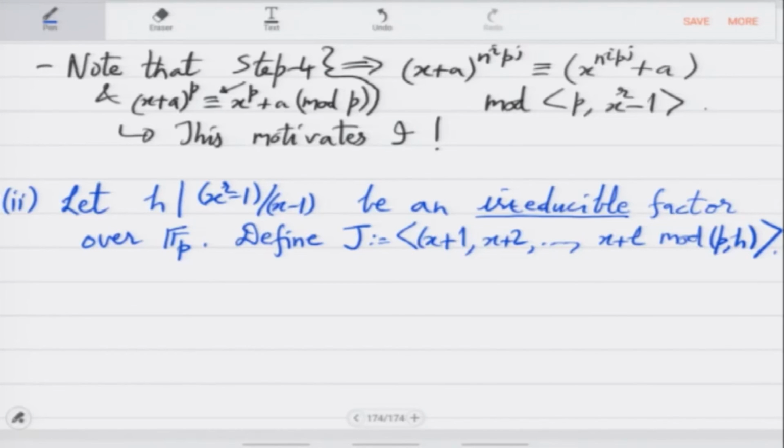Fine. So x plus 1, x plus 2, dot dot, x plus l, multiply them as much as possible, and then take remainder modulo this ideal (p, h). This is a subgroup of the finite field. So F_p[x] mod h is a field.